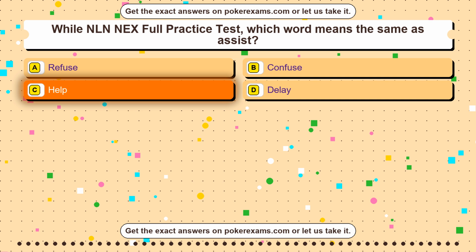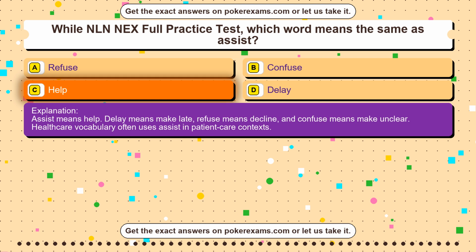Help. Assist means help. Delay means make late, refuse means decline, and confuse means make unclear. Healthcare vocabulary often uses assist in patient care contexts.